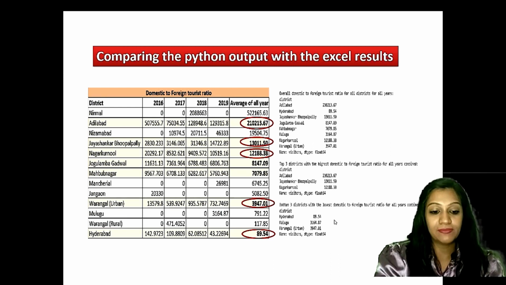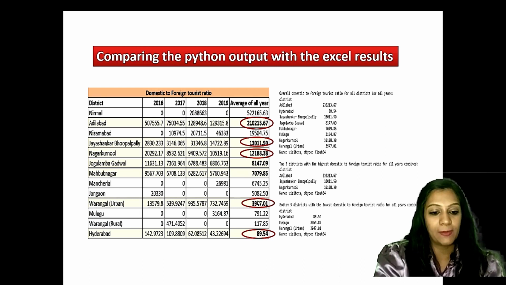And for the bottom 3 we have this one, which is Hyderabad, Mulugu and Warangal. But when I consider Mulugu, we have only one output here, only for 2019, and we don't have the output for the other 3 years. So I'm not going to consider this one, and I'm going to take the last one, which is Mehboob Nagar, as the last of the bottom 3.